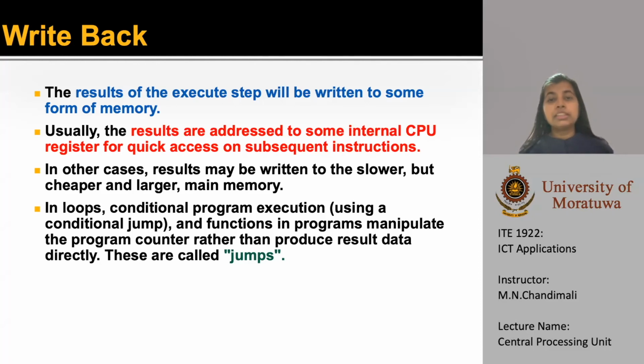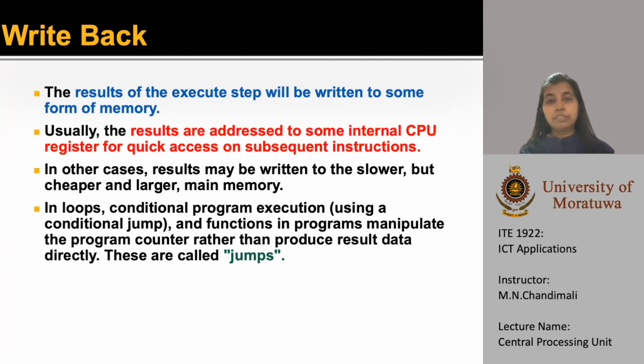In loops, conditional program executions and functions in programs, the program counter is manipulated to produce the result data directly. These are called jumps. Let's see what happens in a jump. When a program is executing, its instructions are located in main memory. Then the program counter holds the address of the next instruction to be executed.